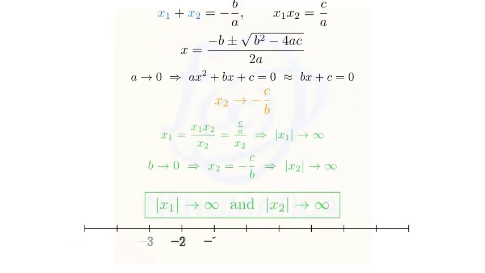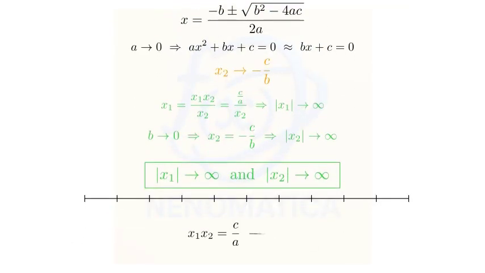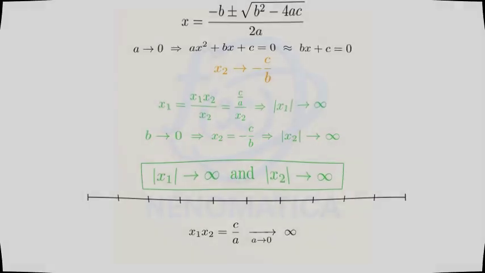One quick intuition: the product of the roots equals c over a. As a approaches 0, the product blows up. So once one root stays finite, the other must grow without bound.